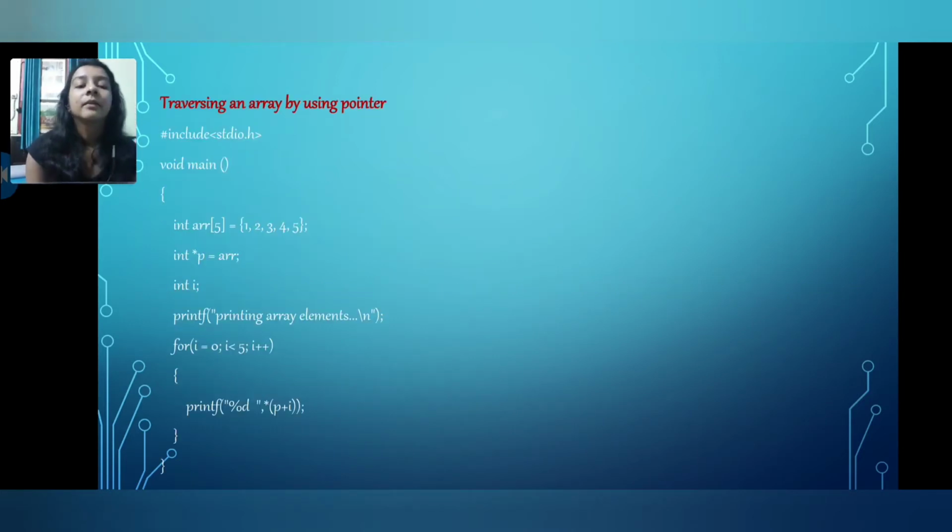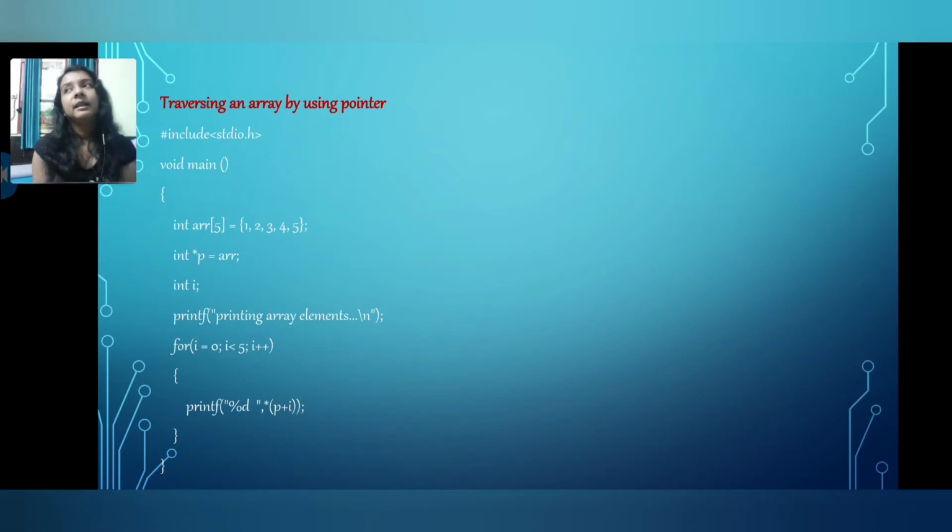Nextly, we see how we can traverse an array by using a pointer. First of all, you declare an array. Naturally, you assign the values 1, 2, 3, 4, 5. 5 values are present in the array. And then you declare a pointer of integer type and it points to the array.